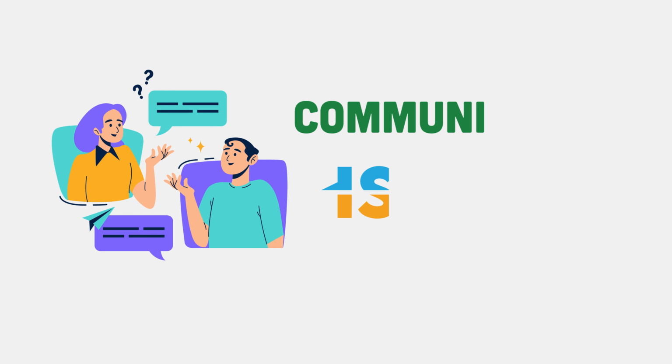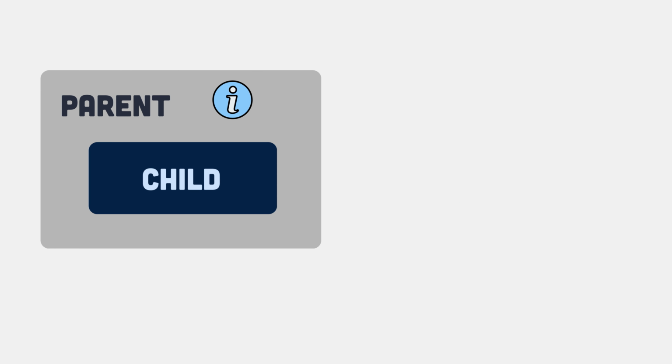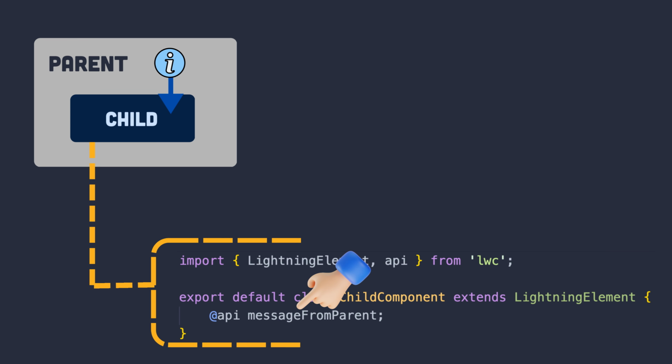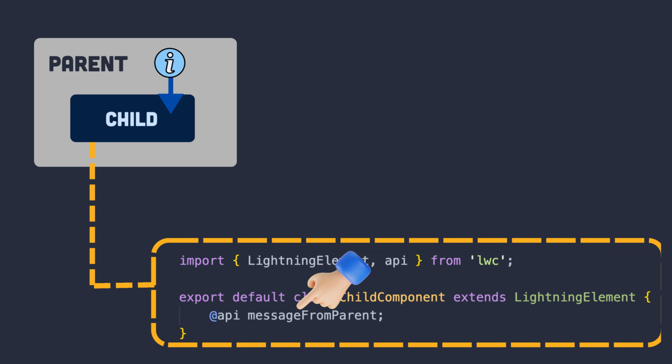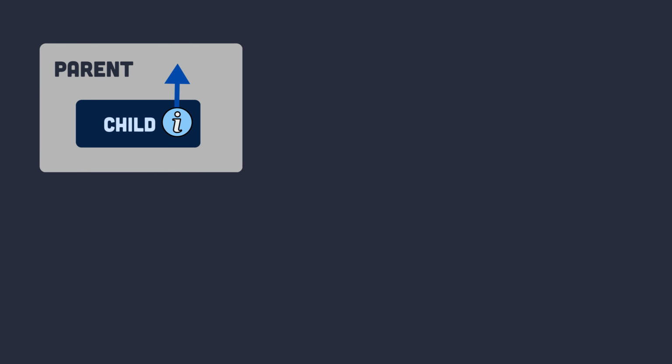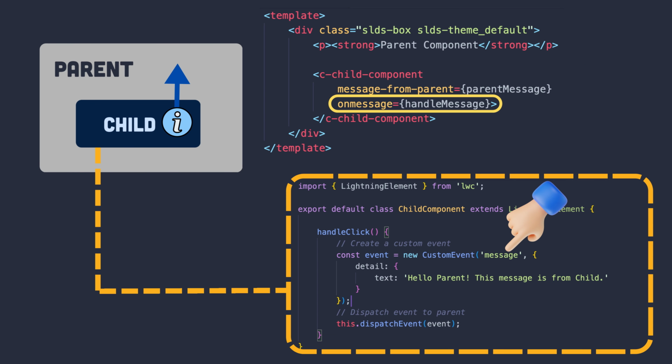Now let's talk about communication. Information can be passed from a parent to a child component. To do this, use the @api decorator followed by the property name within the child component. Then in the parent component, where the child component is defined, pass the information using the property name in kebab case. For child to parent communication, use custom events.